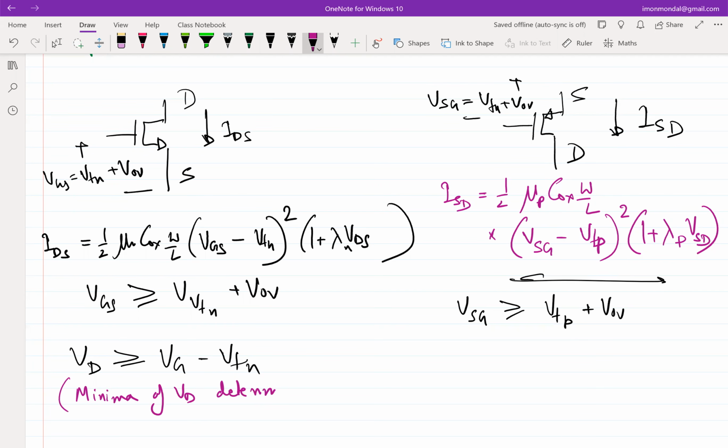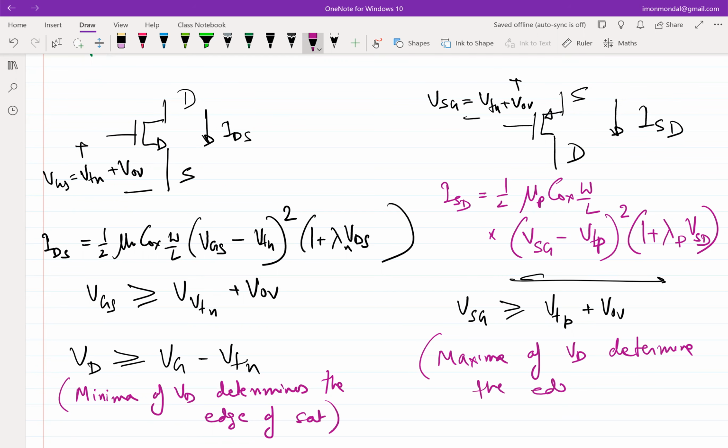that determines the edge of saturation. So in this case, the maxima of VD will determine the edge. And what will that maxima be? So in this case, your VD should be less than or equal to what?